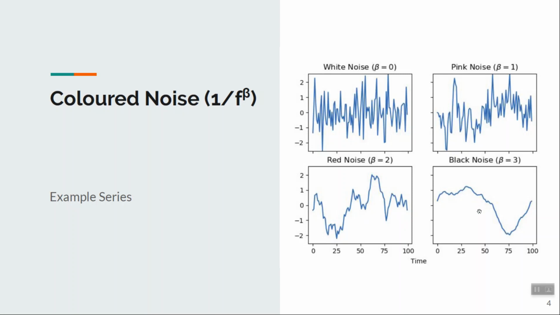Black noise is a more extreme example, though it does appear in nature in geophysical data sets. Each time step is now very heavily influenced by the directly preceding time steps, with very few perturbations at all.